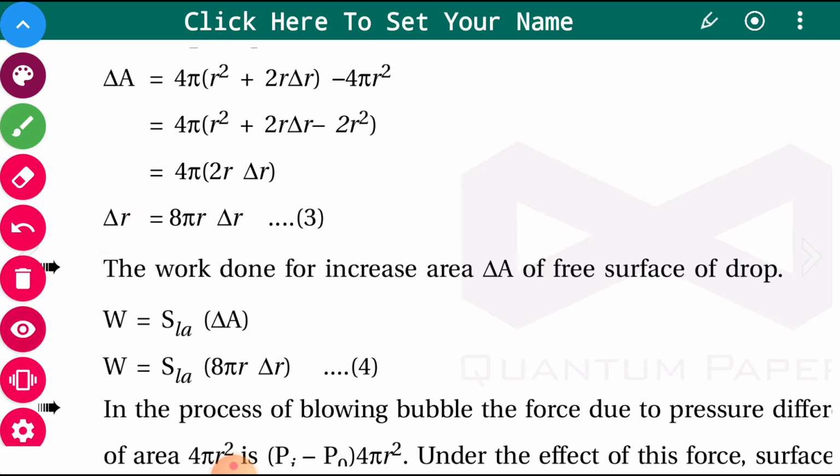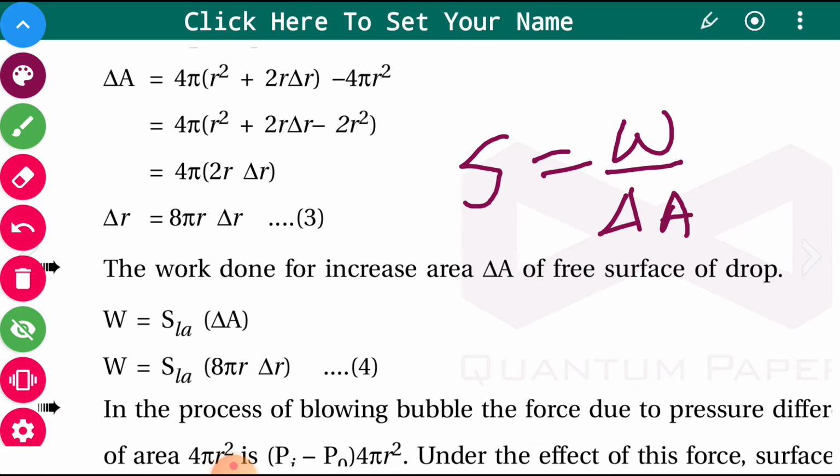As you know, work done is surface tension into delta A. Surface tension is defined as work done, or rather energy, upon change in area. So W is equal to S of the liquid-air interface, because the liquid is in contact with air when the bubble is formed in the air. So it is the surface tension of liquid with respect to air, S_LA, into delta A, so S_LA into 8 pi r delta r.